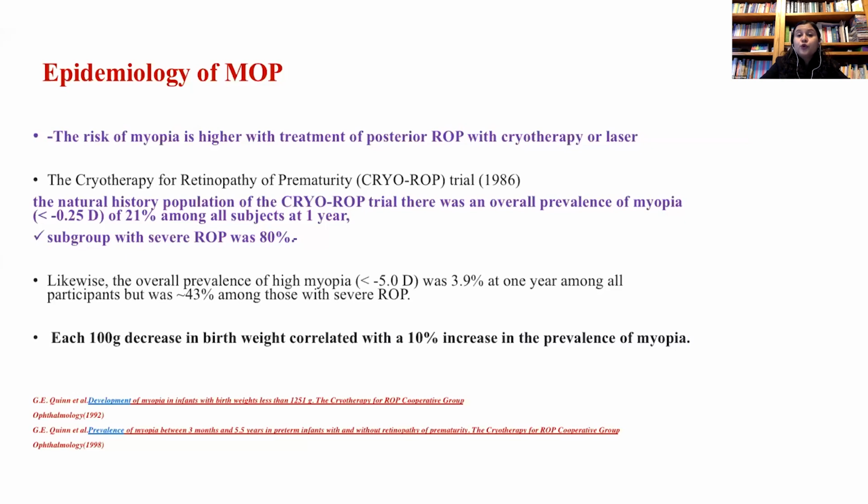In that group, the overall prevalence of myopia was 21% among all subjects at 1 year, while the subgroup with severe ROP had a myopia prevalence of 80%. And the overall prevalence of high myopia in the untreated group was 3.9% at 1 year, but it was 43% among those with severe ROP. Thus, each 100 gram decrease in birth weight correlated with a 10% increase in the prevalence of myopia.